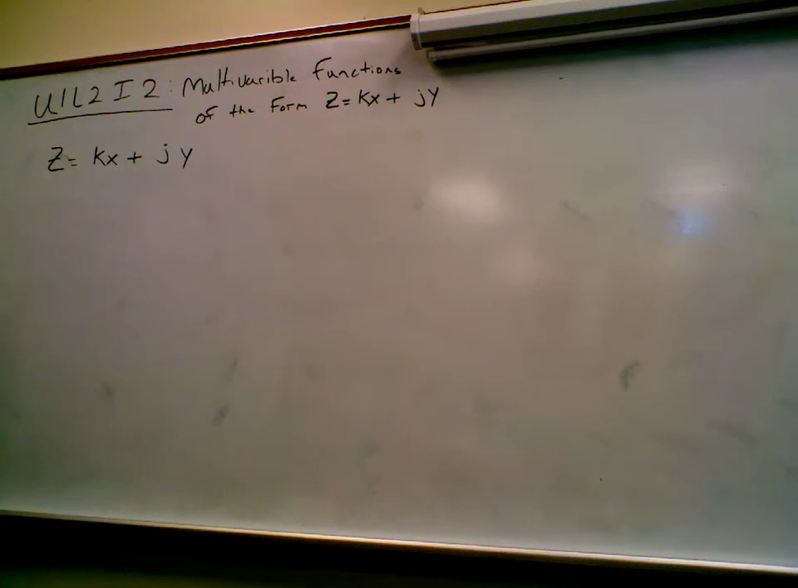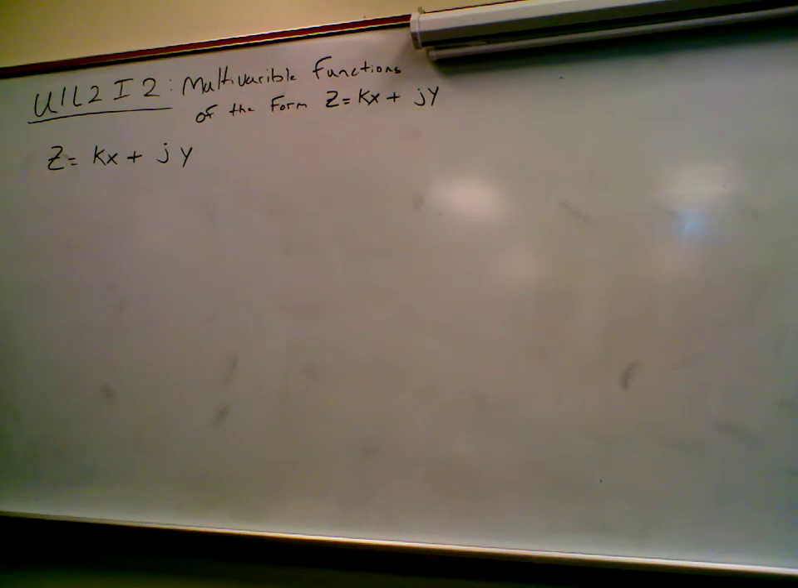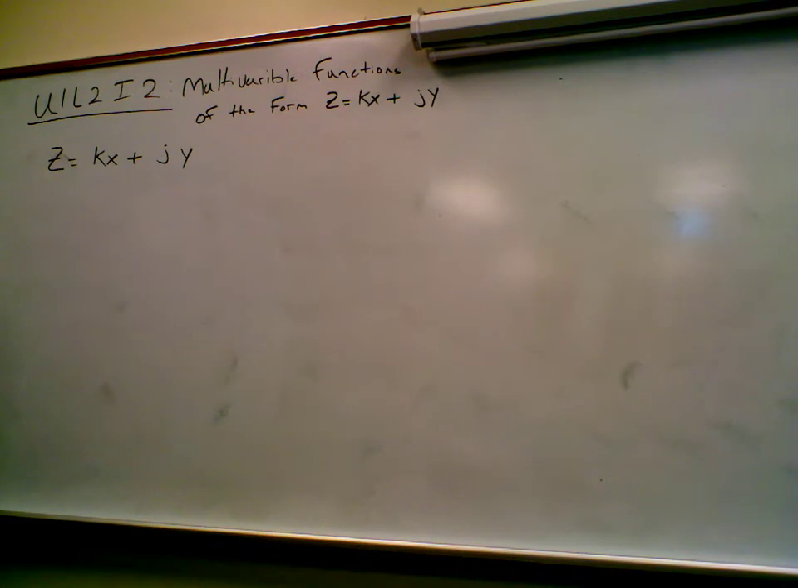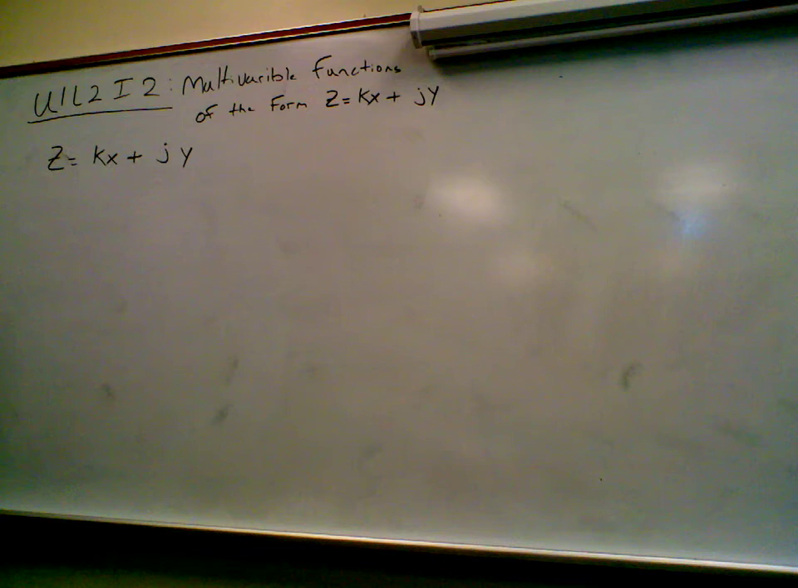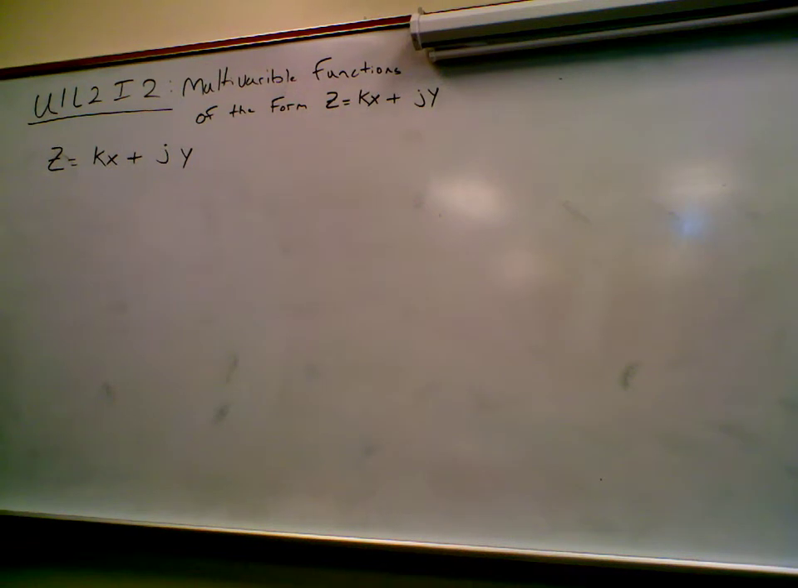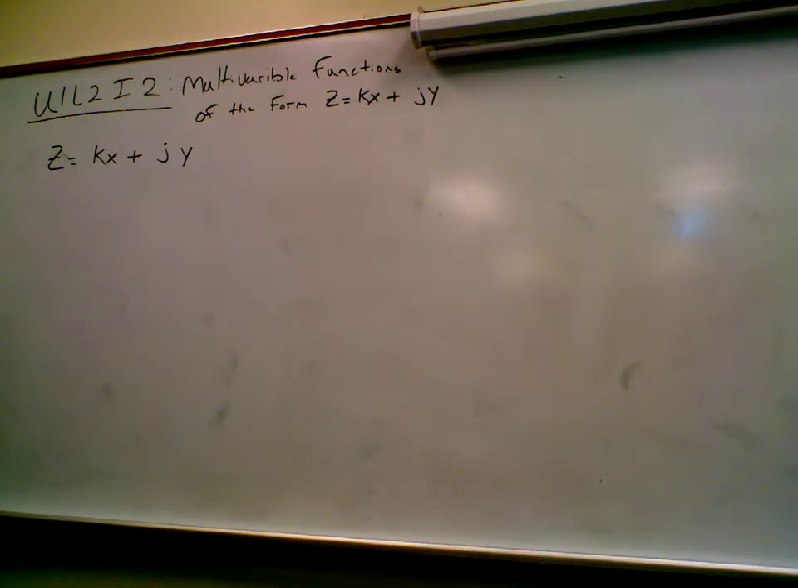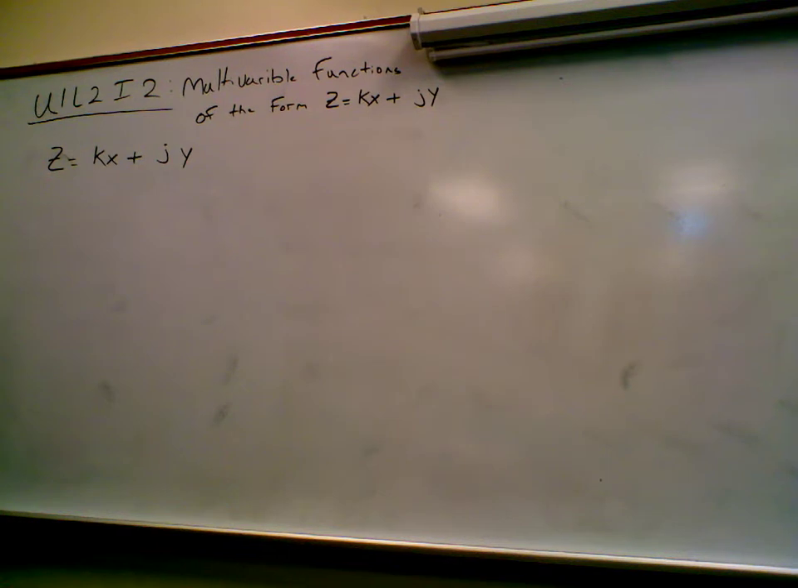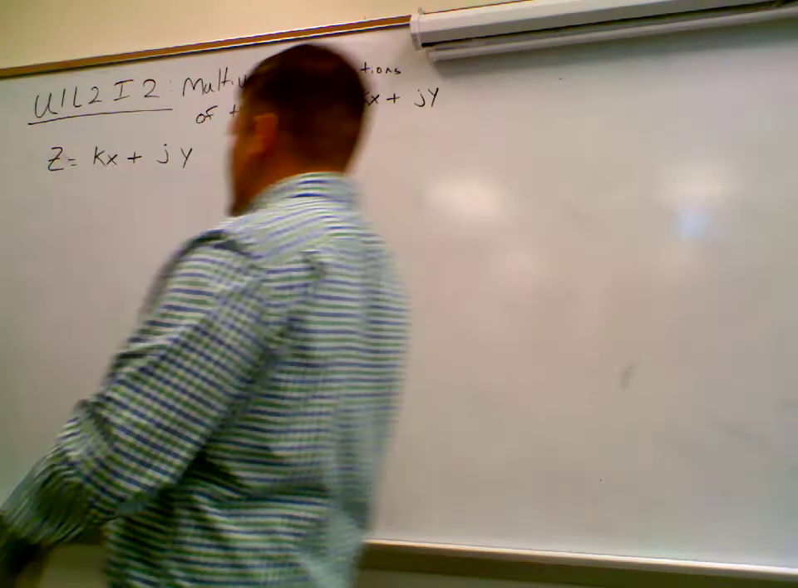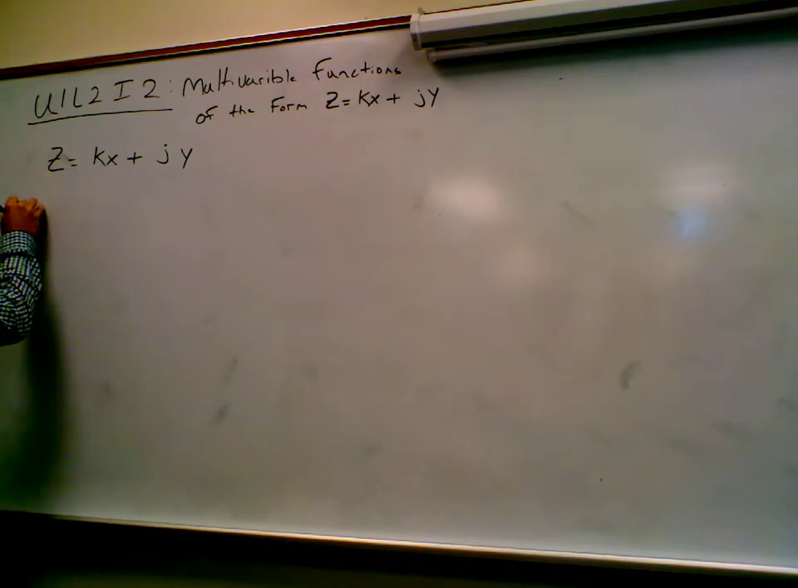Now, the multivariable functions we're looking at are ones that fit the form z equals kx plus jy. Looking at that function, how many variables do you think we have? 5, right? There's 5 letters in there, isn't there? But what does k always stand for? A constant, a number. So if k is a constant, which other one do you think is a constant? j.